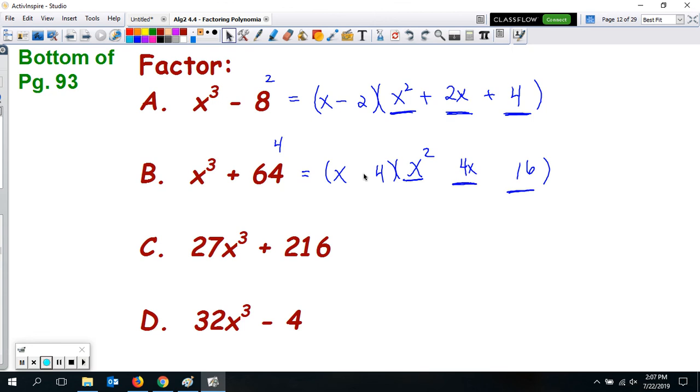And then your signs. This one's going to be the same sign as we have in our problem, so this is a plus in the binomial. It's going to be opposite for the first one in the trinomial, and then always positive for that last one. And that's what you should have as an answer.